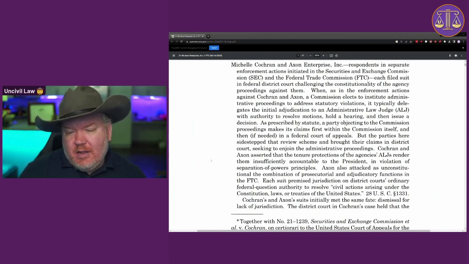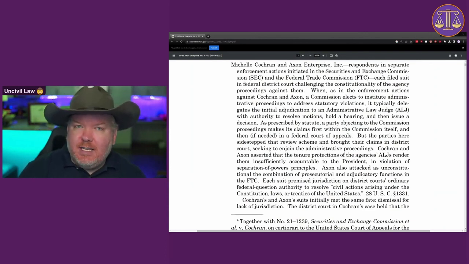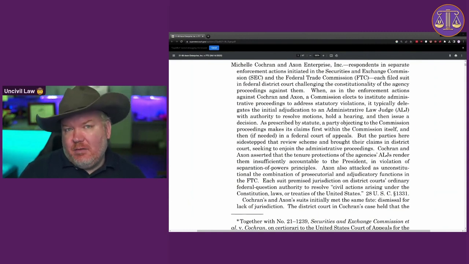The individuals asserted that the tenure protections of the ALJ render them insufficiently accountable to the president in violation of separation of powers. So one of the things is these ALJs, again, they're executive branch employees. There's been case law developing on this issue, which basically is like, look, they're inferior officers. They have to be appointed by the superior officer, which is to say the secretary of fill in the blank, as the case may be, and they have to be subject to being able to be fired. So these tenure protections are actually unconstitutional because it violates the appointments clause of the Constitution. And there's definitely case law that's been developing around that area. So it's not a completely invalid argument.